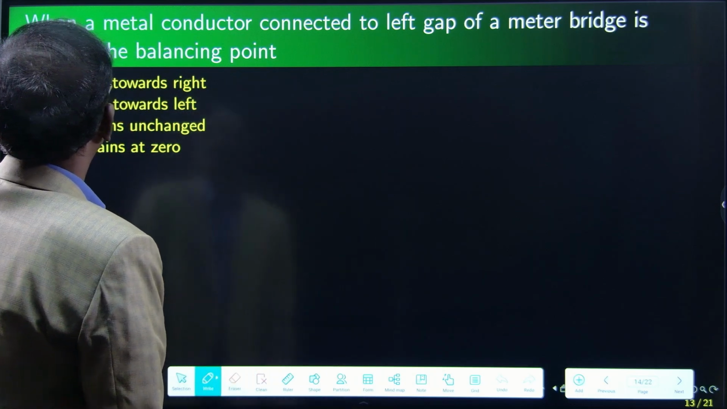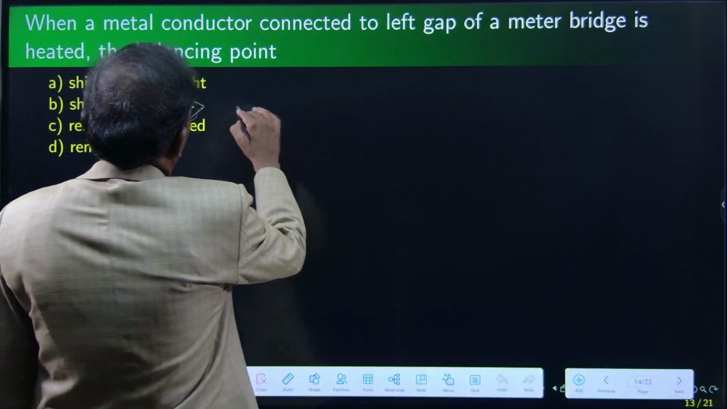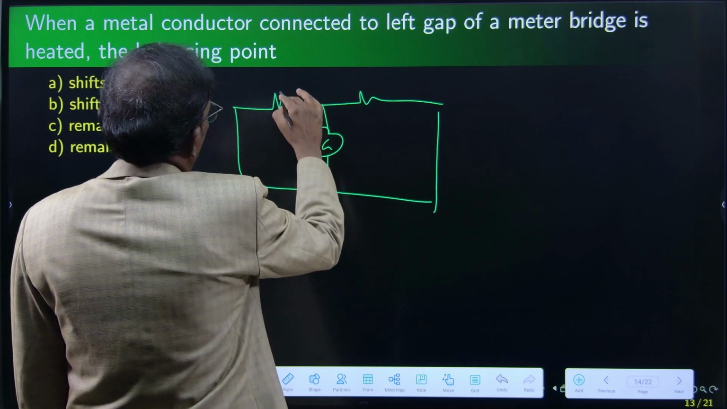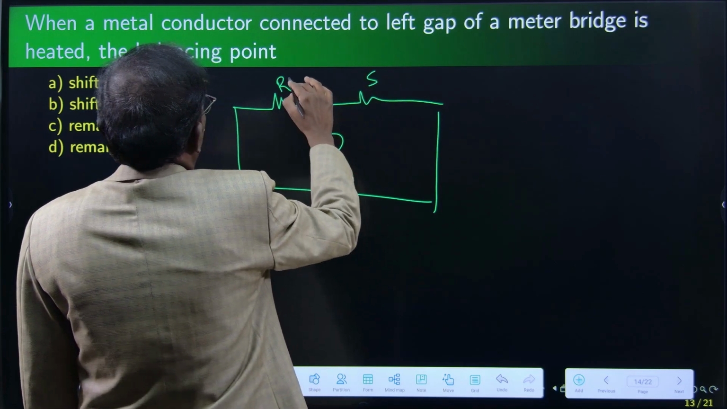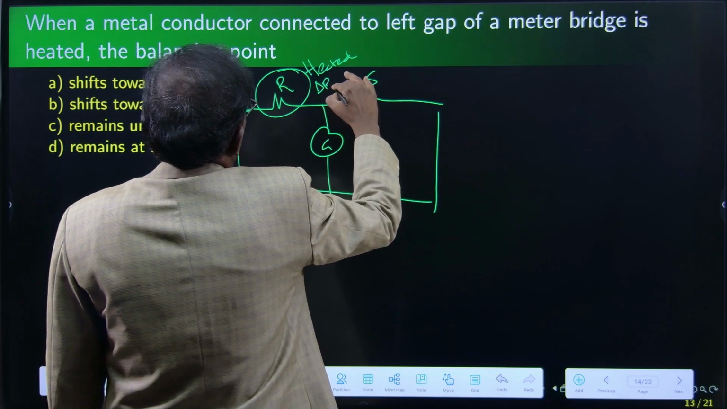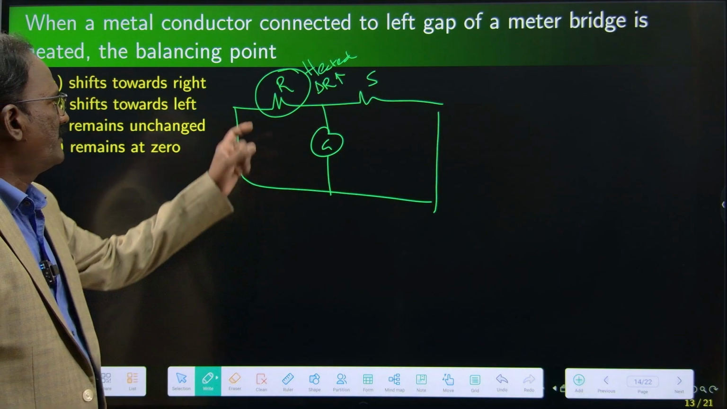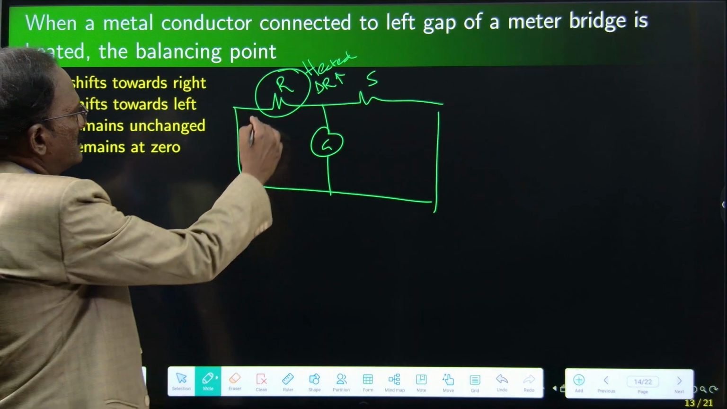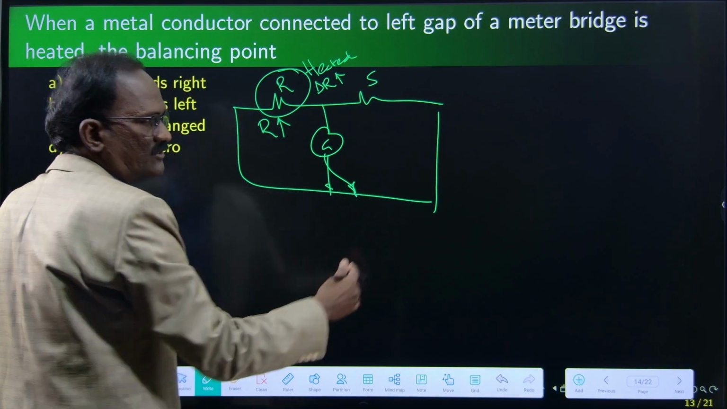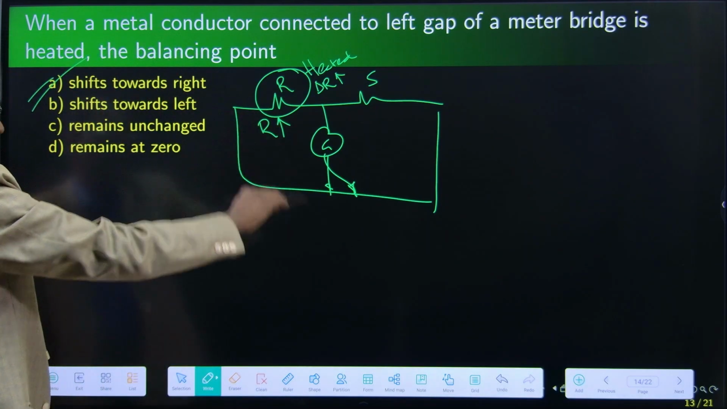When a metal conductor connected to the left gap of a meter bridge is heated, the balancing point is to the right. So this R is heated, so R will increase. We have studied temperature dependence of resistance. If R is heated, the R value will become more. Then the jockey point will be shifted to the right to maintain the ratio. Option A is correct.